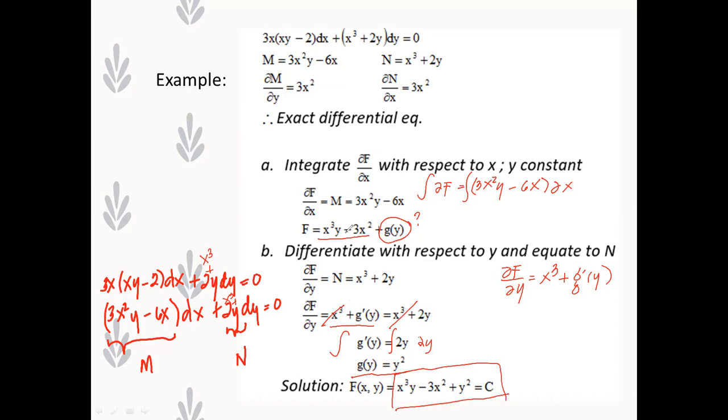So the solution of your DE will be now this one: x cubed y minus 3x squared plus the g of y that you got in step 2, y squared. So when you write your solution, class, you don't write f of x and y equal to, you just simply write x cubed y minus 3x squared plus y squared equal to c. So this is now the solution of your exact DE using method 2. Okay, so before I go to method 3, do you have any questions?